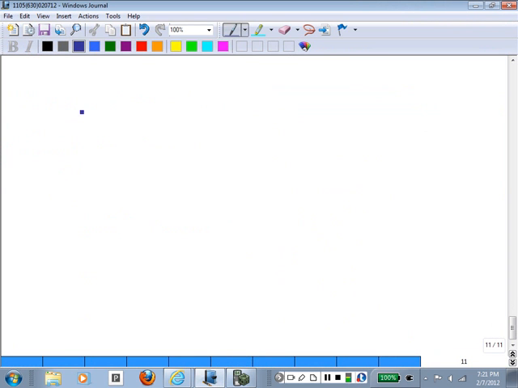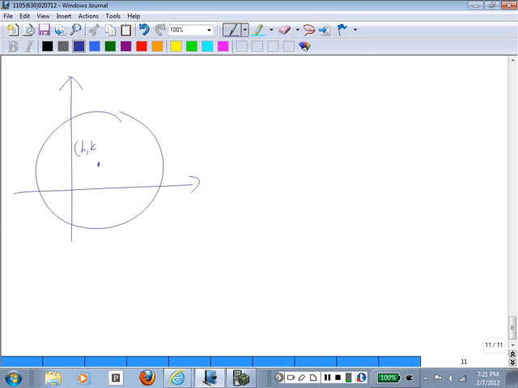So, quick look. I hope you've already seen this in the video. If you've got a circle, and the center of the circle is denoted by (h, k), and the distance from the center to a point on the circle is denoted by r, that's the length of a radius of this circle.